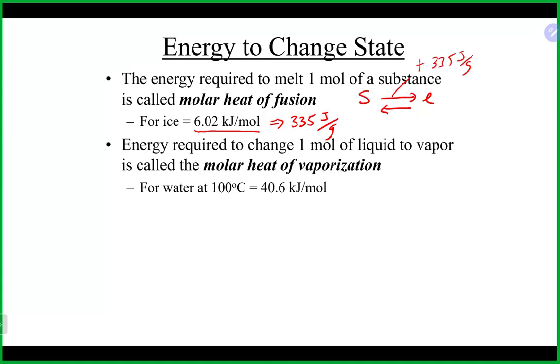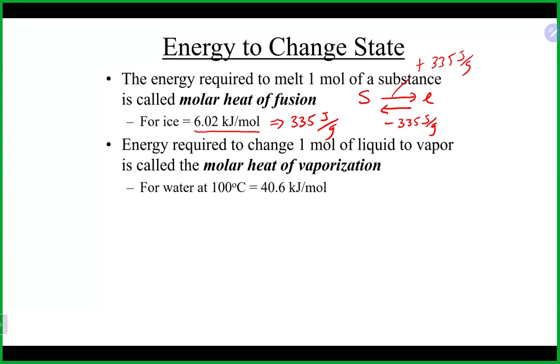When we go from liquid back to solid, that is an exothermic process. Energy has to be released, and those are usually negative numbers. So it would actually be negative 335 joules per gram to go in the opposite direction, to go from liquid back to solid. So remember, our negatives and positives with energy also is in play here. Negative is exothermic, releasing energy, and positive energy values are endothermic, absorbing energy.